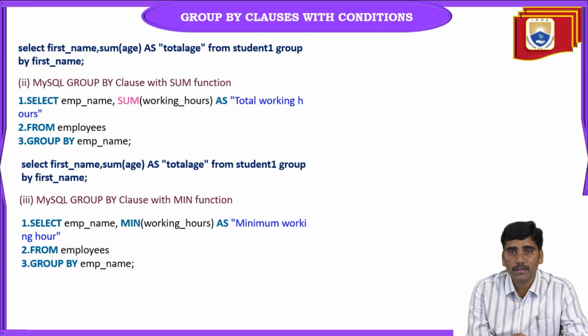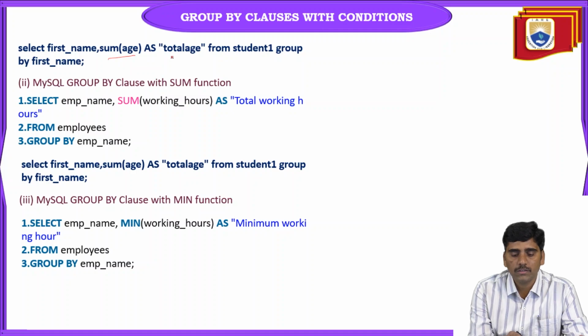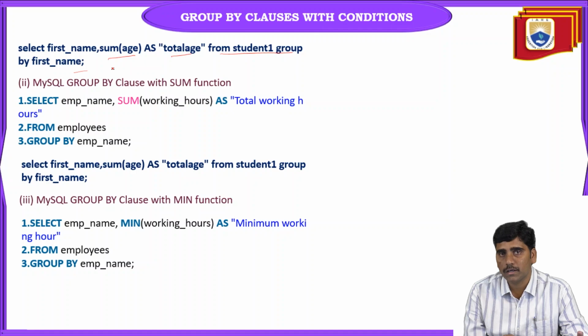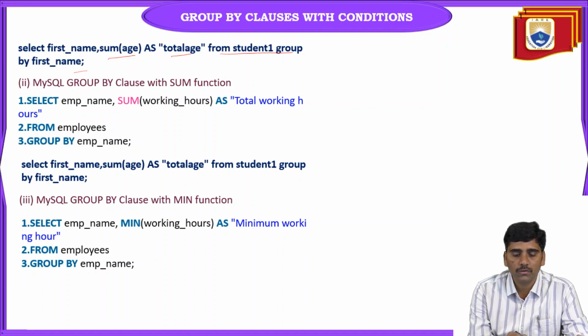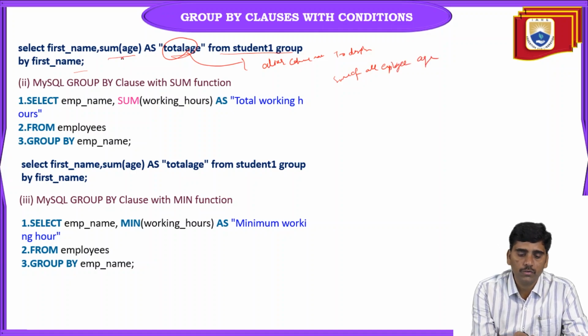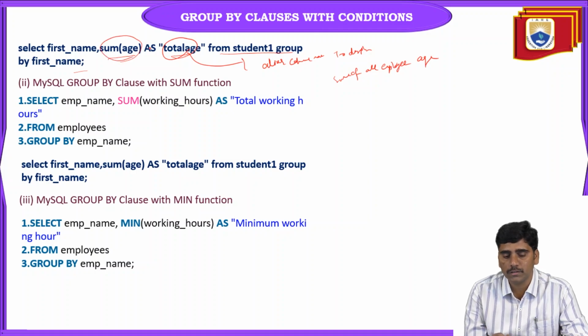Example: SELECT first_name, SUM(age) AS total_age FROM student1 GROUP BY first_name. Here we are using SUM as the aggregate function. The total_age is an alias column name to display the sum of all the employees' ages. So to display the sum of age of all the employees, we have one more attribute called total_age.